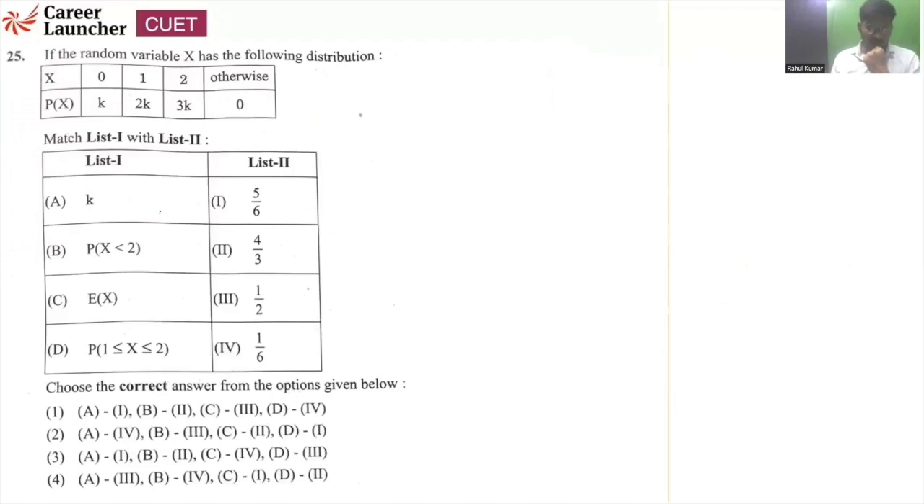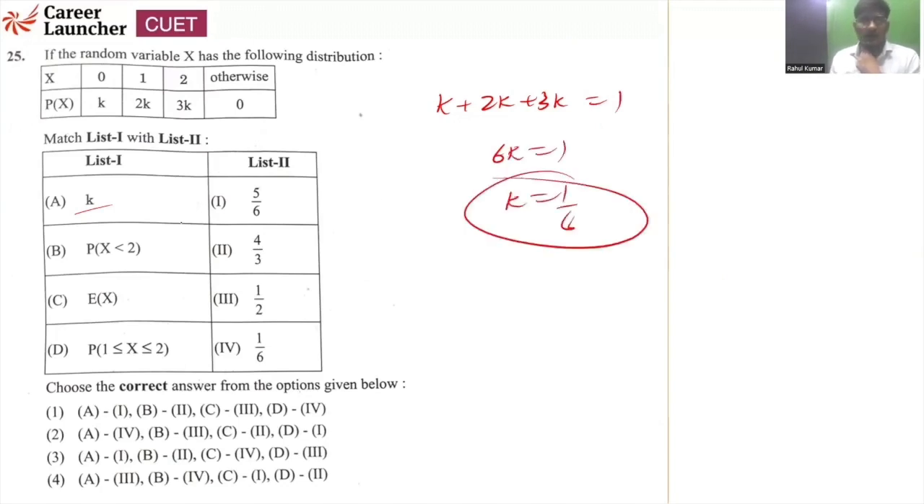Okay, let's simplify this. For the first one, we have to find the value of k. So let's simplify for k. We have to add 1 plus 2k plus 3k is equal to 1. So 6k is equal to 1. So the value of k is 1 by 6. That means A is matching with the fourth one. A is matching with the fourth one. Option 2 is the correct.